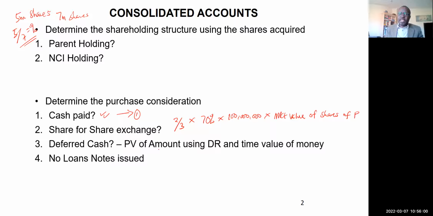Is there any deferred cash? Use the discount rate and the time value of money, where you multiply the amount by 1 over the discounting factor, 1 plus the rate to the power n. You know this from your financial management. And in this class test, we've not given any loan notes issue, so you can relax on that. Look out for the share exchange and any deferred cash payment.